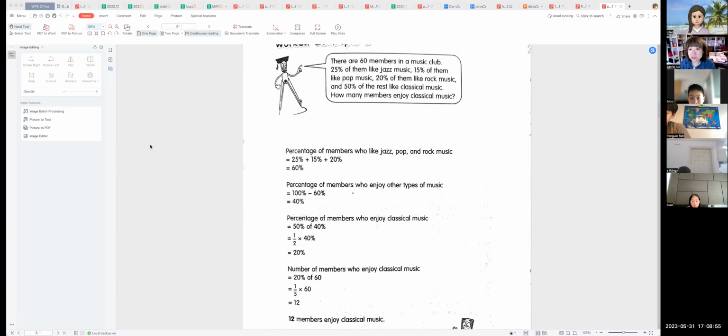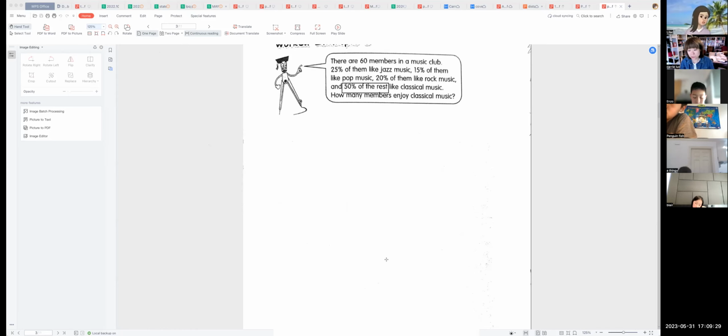60 members in a music club. 25% of them like jazz music, 50% of them like pop music, 20% of them like rock music, and 50% of the rest like classical music. How many members enjoy classical music? Everybody, if you do this question, there is a part very easy to make mistakes, which is 50% of the rest, okay? I'm going to block the answer because I believe all of you can do it yourself. So let's do this question yourself.